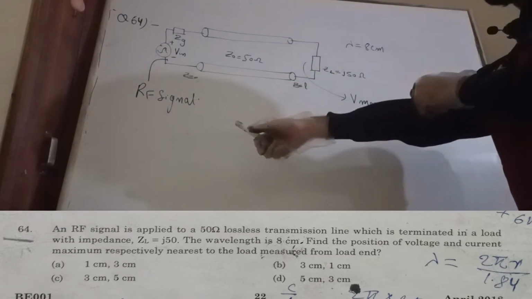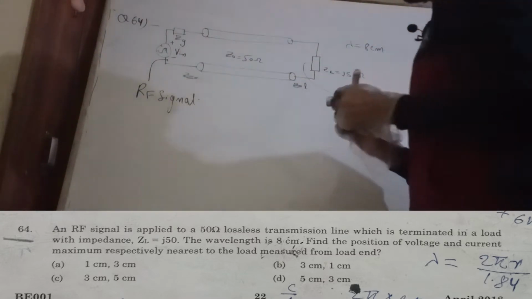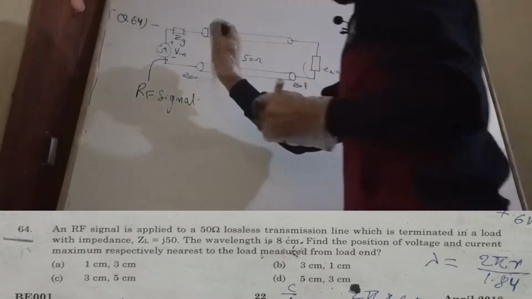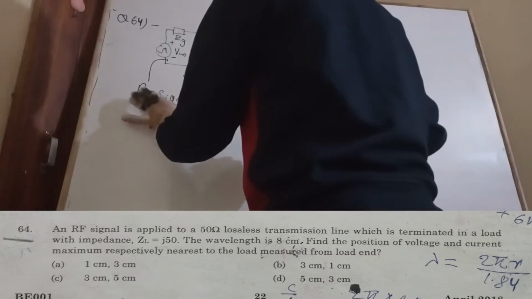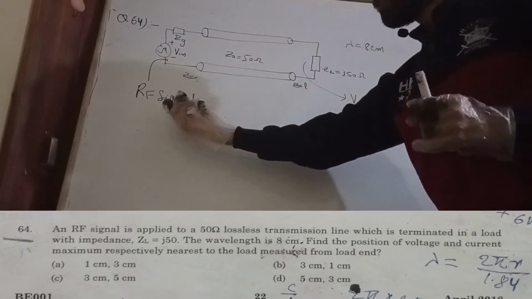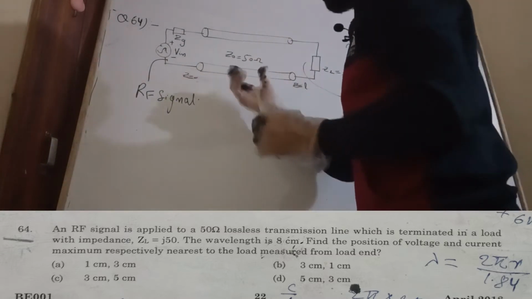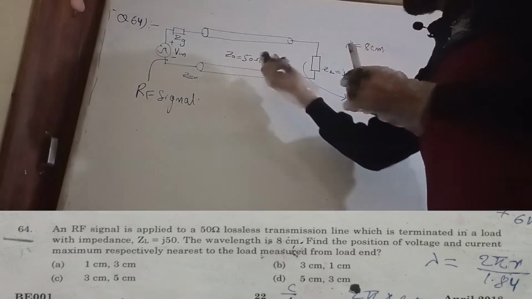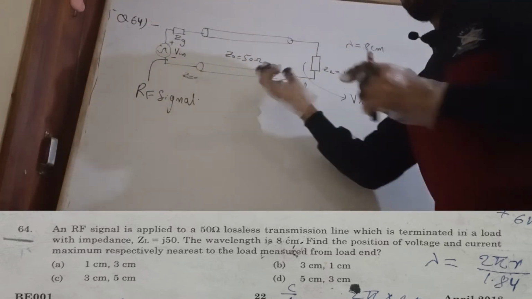So today we are going to see question number 64, and this is related to transmission line. Here the question is given: a radio frequency (RF) signal is applied to a lossless transmission line whose characteristic impedance is 50 ohm.